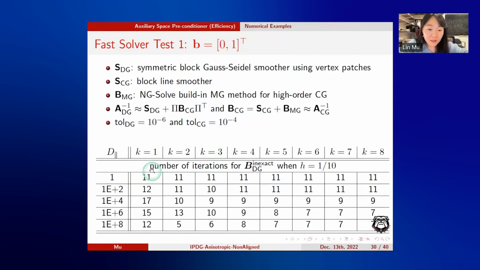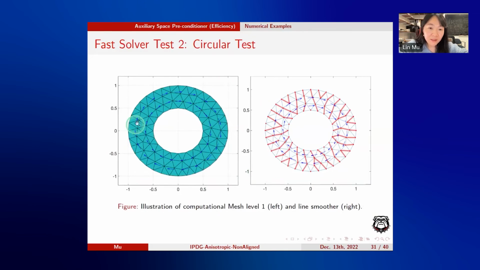Here are the required iteration counts for the BDG inexact solver. We can observe these required counts are very similar to the previous exact solver. So this means our method works, and we can also observe constant behavior as we go up in the K value and the D parallel value. This tells us we have very robust results for our BDG inexact solver. Okay, now let's test our annulus test again. By the way, the red figure plots the line path for our circular test.